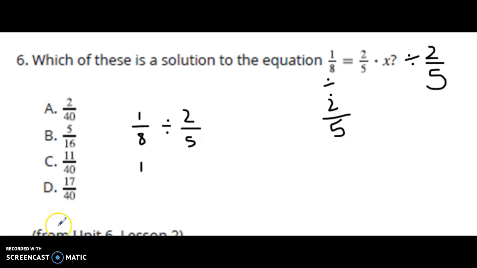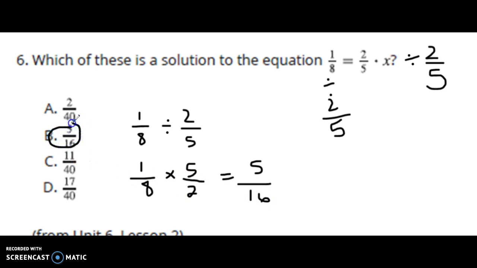So using keep change flip, we're going to keep 1/8 as is, change this division to multiplication, and then 2/5 becomes 5/2. Once we're at this step, we're going to just multiply straight across. So 1 times 5 is 5. 8 times 2 is 16. So I should end up with 5/16, which is B.